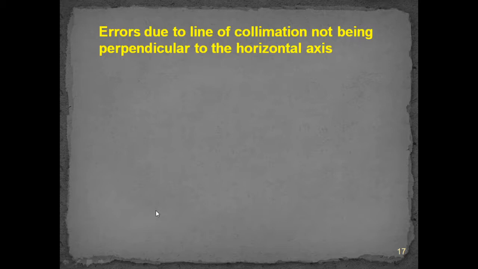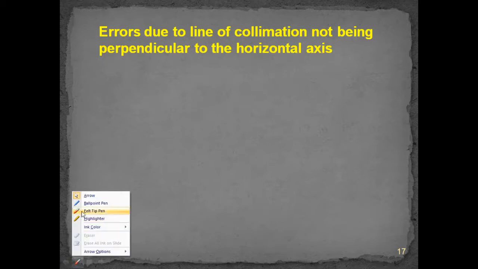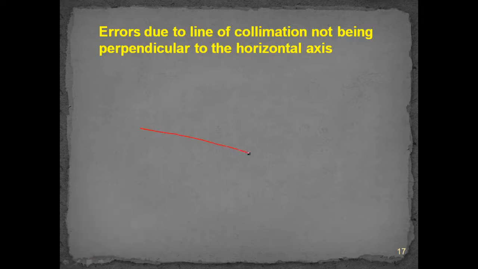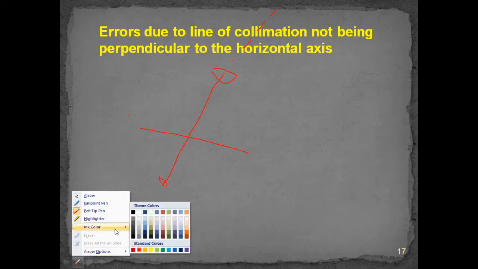Next, errors due to line of collimation not being perpendicular to the horizontal axis. Suppose our horizontal axis is like this, and our telescope is like this. Line of collimation is the line from the optical center of the eyepiece to the object glass and its continuation. The error occurs when it is not perpendicular to this horizontal axis. That is the condition.